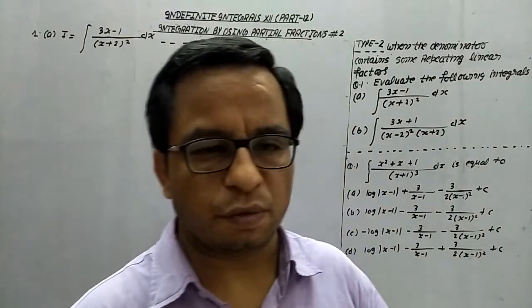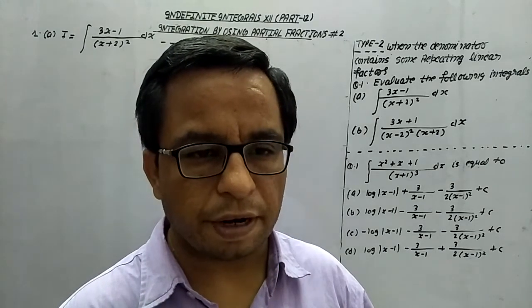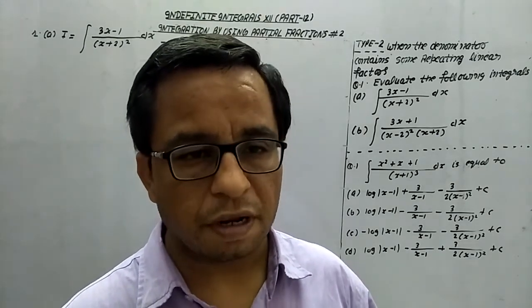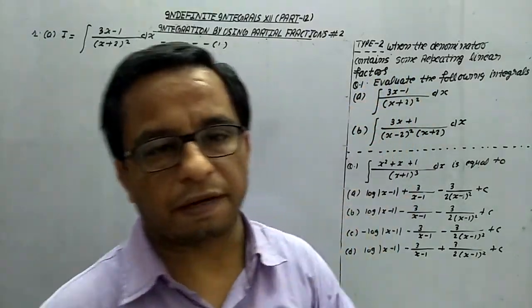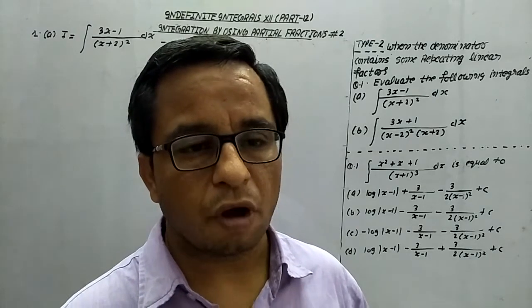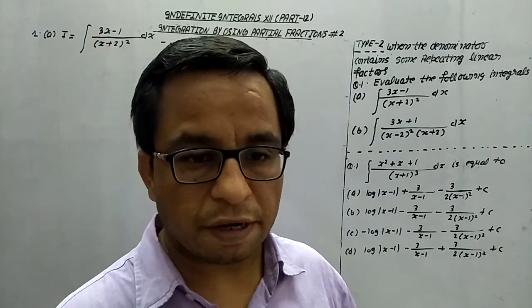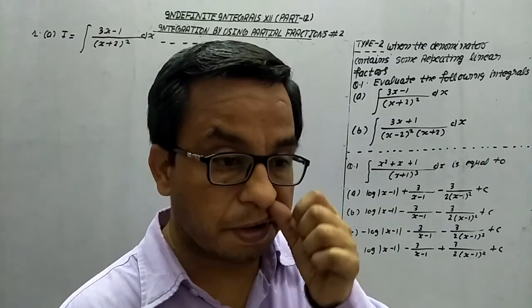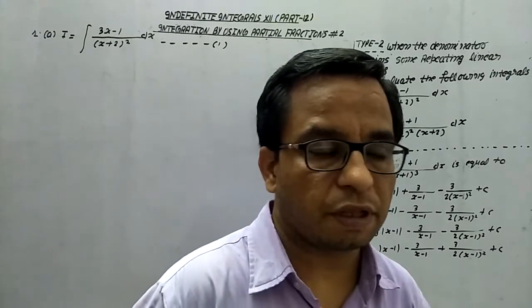Hello everyone, in this part 12 of indefinite integrals, I'll let you know how we will do the integration using partial fractions if in the denominator we have some repeating linear factors. So there will be only some linear repeating factors, or there will be a linear factor multiplied by another linear factor. So let's start with the solution.